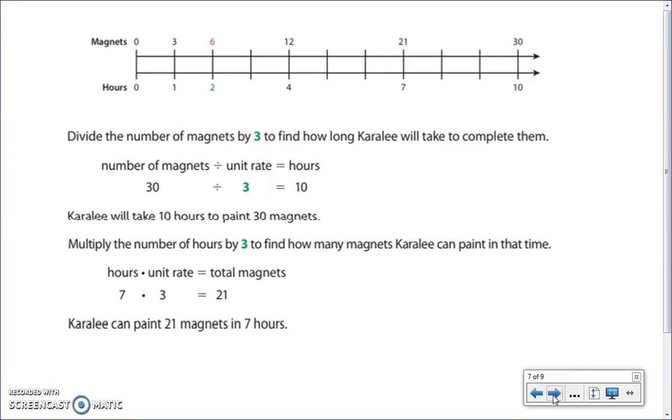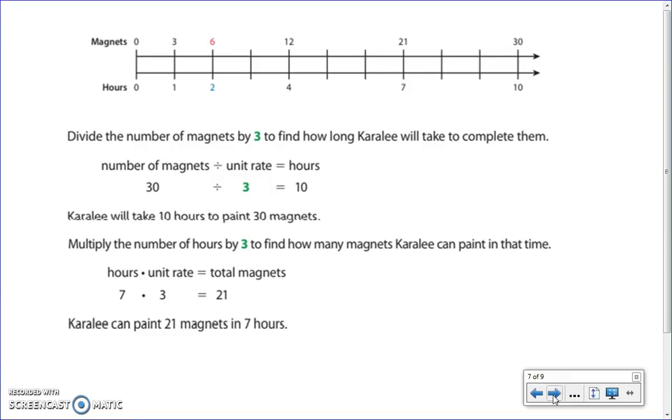So it says to divide the number of magnets by 3 to find out how long Carolee will take to complete them. The number of magnets divided by the unit rate equals the hours. So Carolee will take 10 hours to paint 30 magnets. Multiply the number of hours by 3 to see how many magnets Carolee can paint in that time frame. So the hours times the unit rate would equal the total magnets. So she could paint 21 magnets in 7 hours.